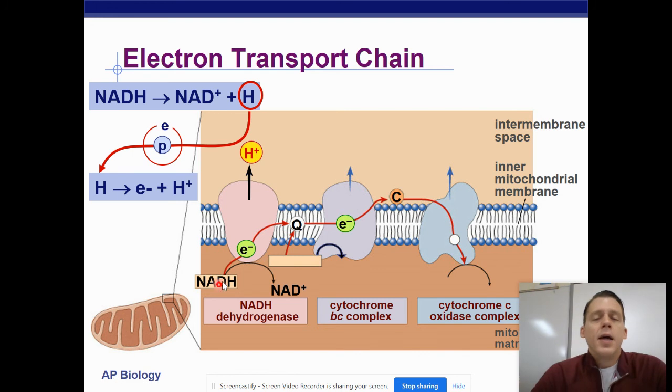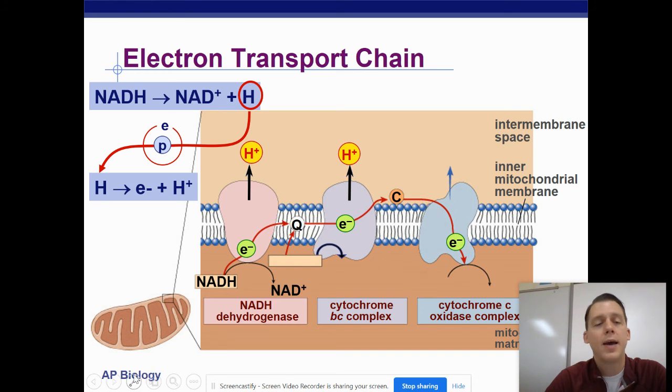Okay? The electron continues to get pulled down because now this second protein is even more electronegative than this protein. So the electron continues to move. It's getting pulled thanks to electronegativity, and it's pumping more hydrogen along the way. And then the electron continues to get pulled thanks to electronegativity. And once again, we're going to pump even more hydrogen. So the intermembrane space up here is filling up with hydrogen ions.